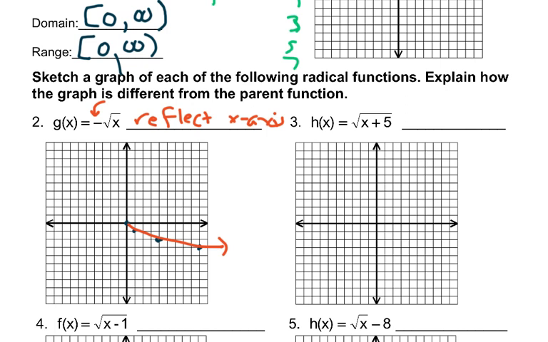Now, inside, our graph is left and right, but this is opposite. So a plus 5 inside our square root, you would think adding 5 would move to the right, but remember it's opposite on the inside. So inside, I'm going to move left 5. So now instead of starting at 0, 0, I'm going to go left 5, and that's going to be my starting point.